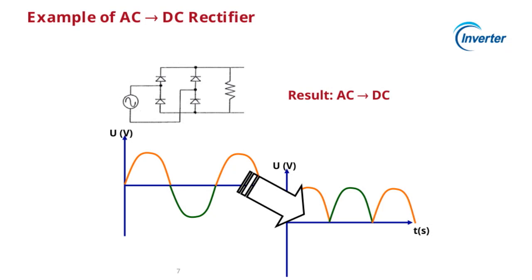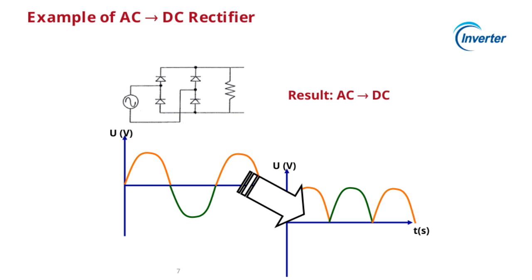All right, let's take a closer look at this example of an AC to DC rectifier in action. On the left side of the slide, you see the waveforms labeled T, S, and U, V. The T, S represents time in seconds, and the U, V shows the voltage over time. This is the AC input signal, which naturally fluctuates between positive and negative values.